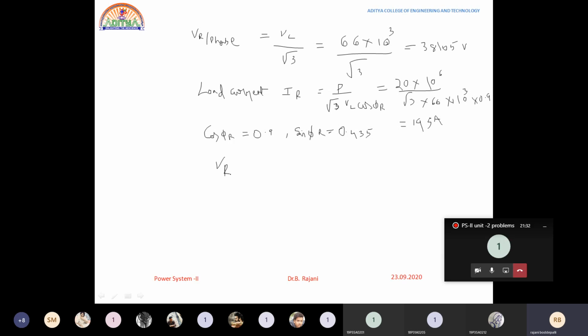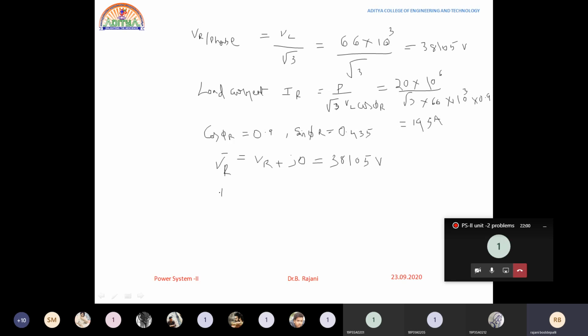If VR is taken as reference, the general steps that we do in each and every problem are the same. Only a slight difference is there, and that makes a difference in the problem. According to the given data, you have to make the calculation. Okay, 38,105 volts you will be having. This is nothing but VR.